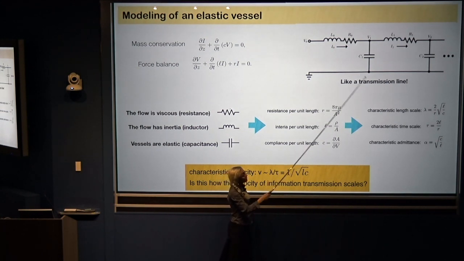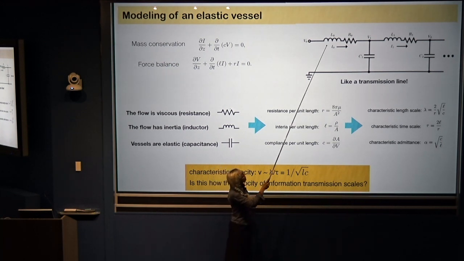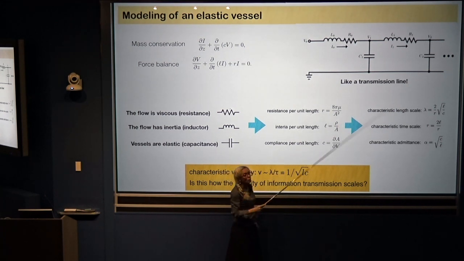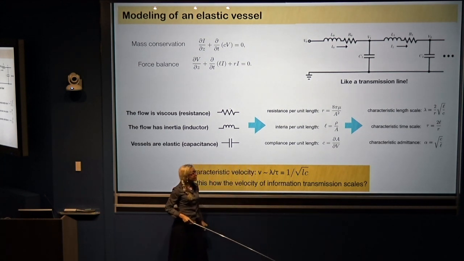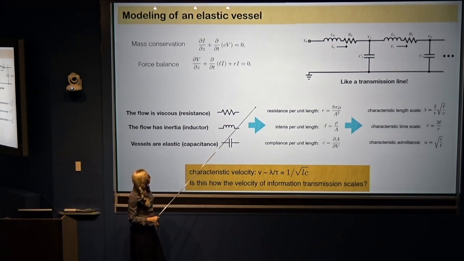So this is what the equations for pulse transmission in our body would look like if we linearize them. This is the inductor, which is inertia. This is the resistor, which is, the blood is viscous. And this is the capacitor, which has to do with the fact that the vessels are elastic. So the vessel can store different amounts of volume.